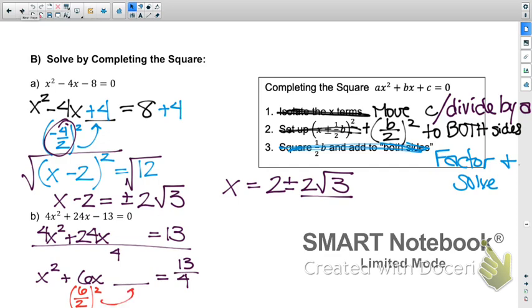That means, what am I adding in the blank here? 9, which is what I'm also adding to the other side. What is 9 in terms of fourths? 36 over 4.